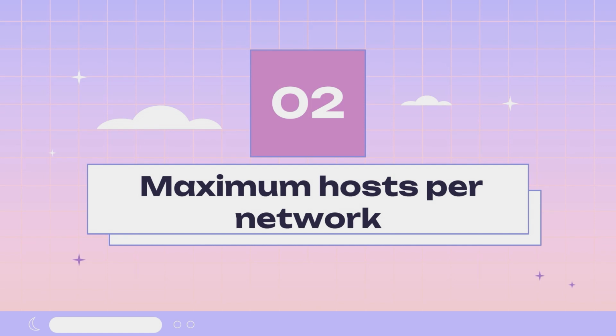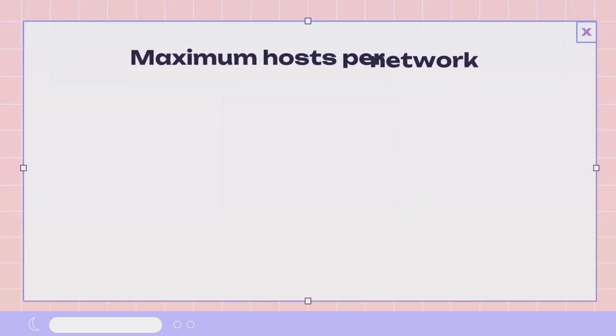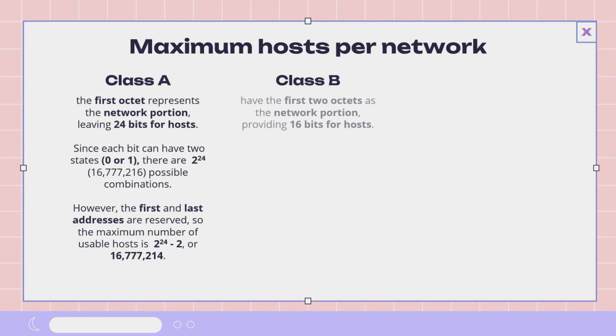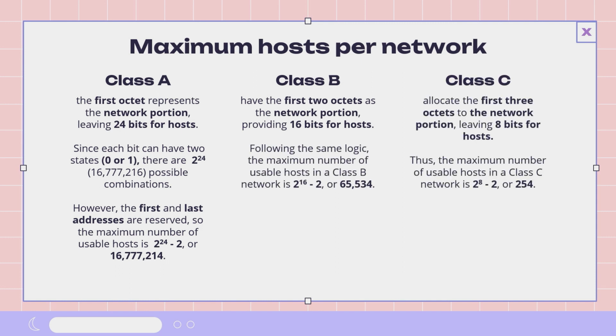Maximum hosts per network. The maximum number of hosts that can be accommodated within a network depends on the class of the IP address and the number of available host bits. In Class A networks, the first octet represents the network portion, leaving 24 bits for hosts. Since each bit can have 2 states, 0 or 1, there are 2 to the power of 24 possible combinations. However, the first and last addresses, network and broadcast addresses, are reserved, so the maximum number of usable hosts is 2 to the power of 24 minus 2, or 16,777,214.